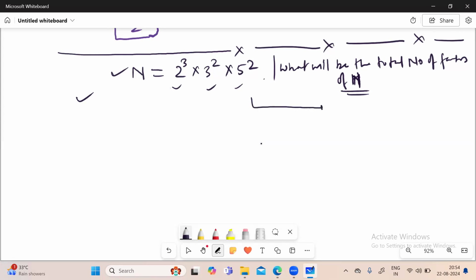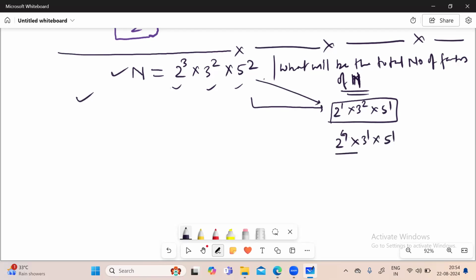Like you can just take 2 to the power 1 and 3 to the power 2 and 5 to the power 1. This will also be a factor of this. But 2 to the power 4 into 3 to the power 1 into 5 to the power 1 is not a factor of this number because the power of 2 is exceeded from the original number n. So this is the basic criteria for how we can find a factor of a particular number.